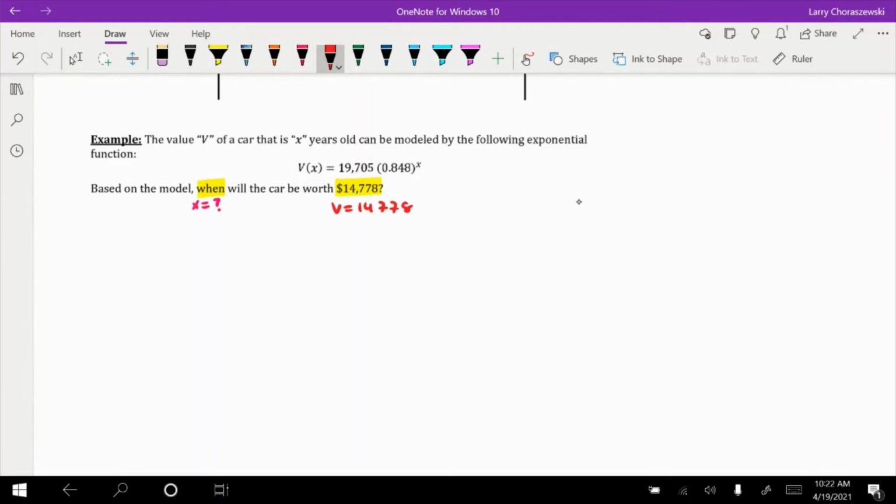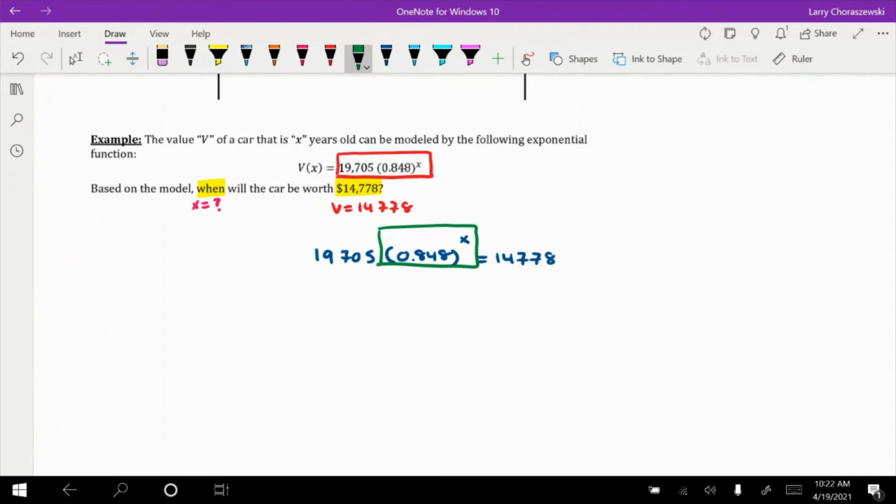So what we're going to do is set up an equation using the exponential function's expression set equal to 14,778. So let's write 19,705 times 0.848 raised to the power of x equals 14,778. This is an example of one of those tougher or advanced exponential equations. And you may recall from earlier that our first step is to isolate the exponential expression. So what should we do to start things out?